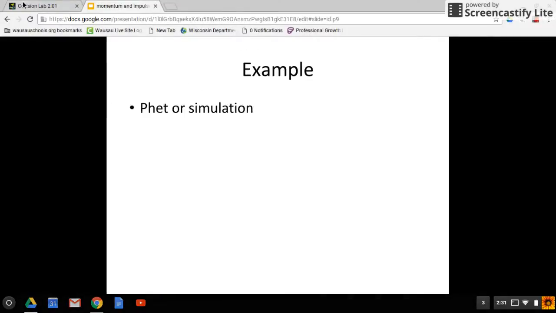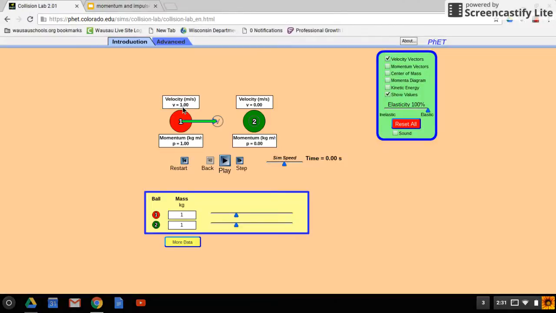So let's do a little simulation here. This is PhET, Colorado. They have some good simulations with different things. Let's do the different situations that we talked about. Let's say we had a red ball here with a mass of 1 kilogram, and it's going to move to the right at 1 meter per second. Over here we have a green ball. It's just going to remain stationary.